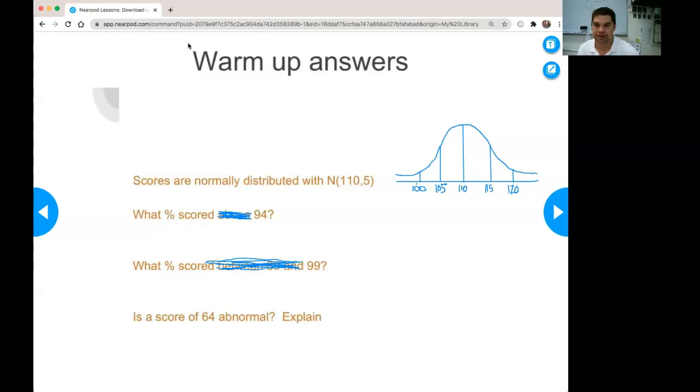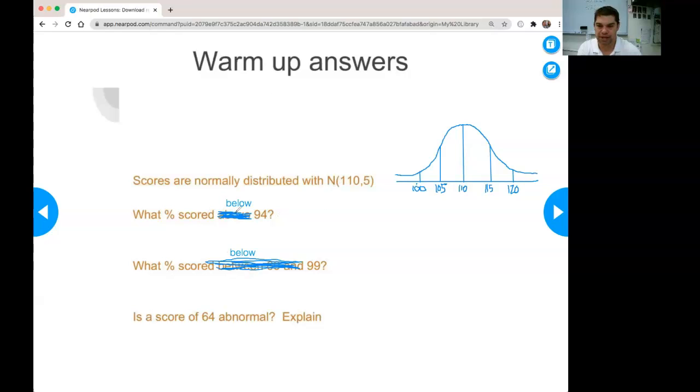I'm modifying these questions because I don't like the questions when I wrote this. What percent are below 99? What percent are below 94? So whenever you're asked for a percentage, that means translate to a z-score, and then from z-score, calculate the percentile. So we're going to use our textbook, the table in the book. We'll also use our calculator to do these two things.